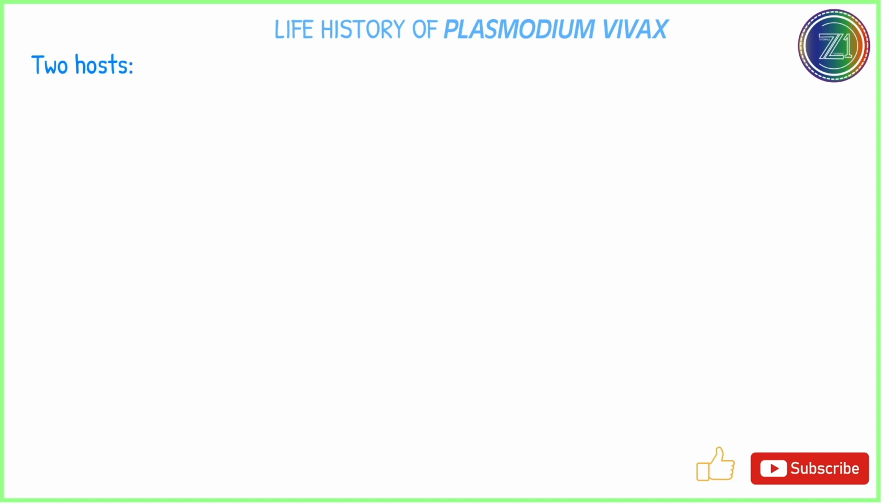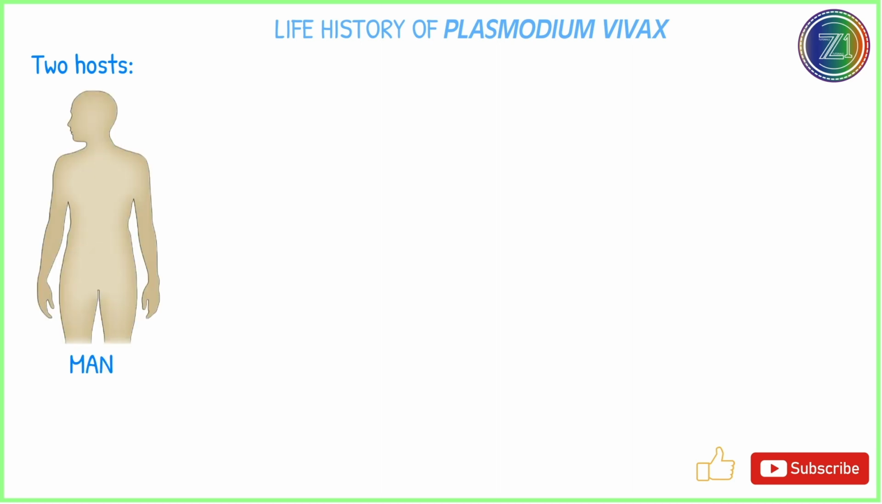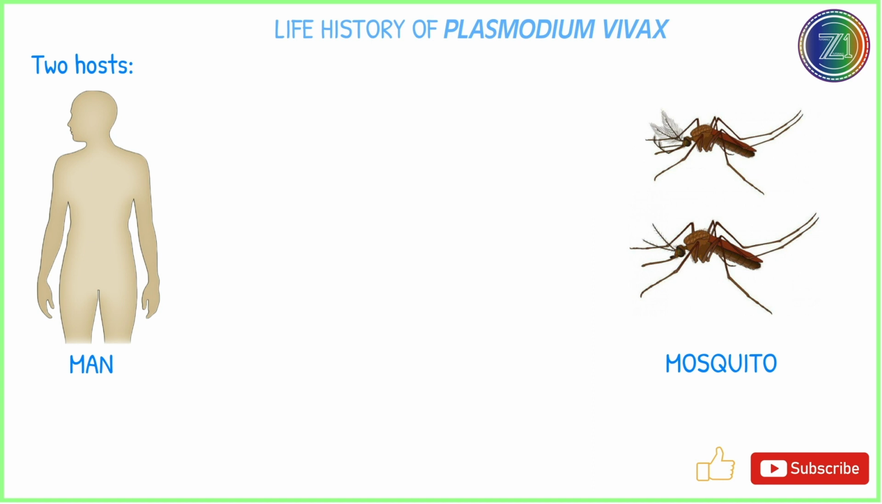So we'll be talking about Plasmodium vivax, the life history of Plasmodium. Before I begin with the life history, I will talk about the two hosts which are there in the life history. The first one is the man and another one is the mosquito. In man, malaria is caused, whereas the mosquito is harmless.